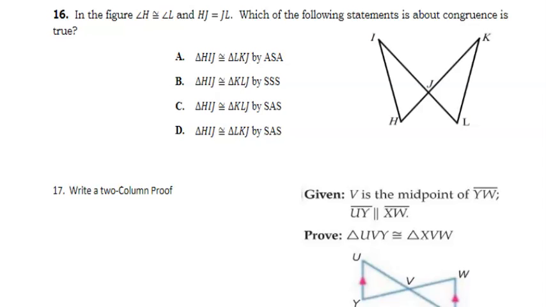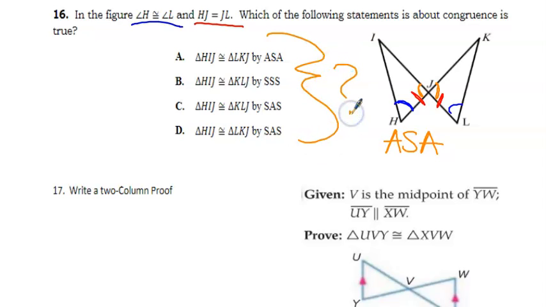All right, number 16, looking at this information, H and L are congruent. HJ and JL are congruent. These angles are congruent because they are vertical. So this means angle, side, angle. So which choice is it that proves angle, side, angle?